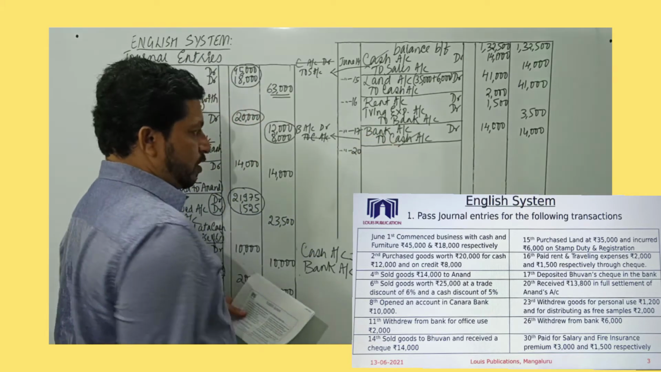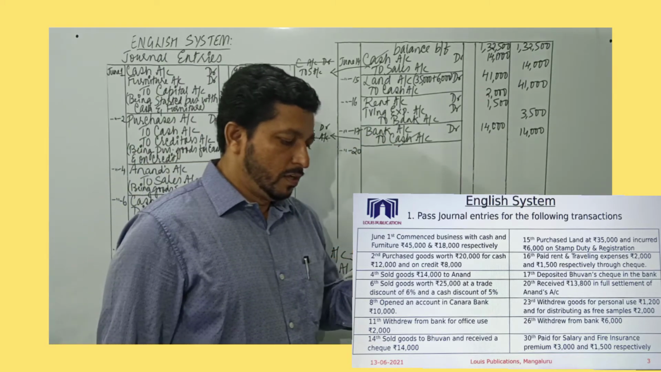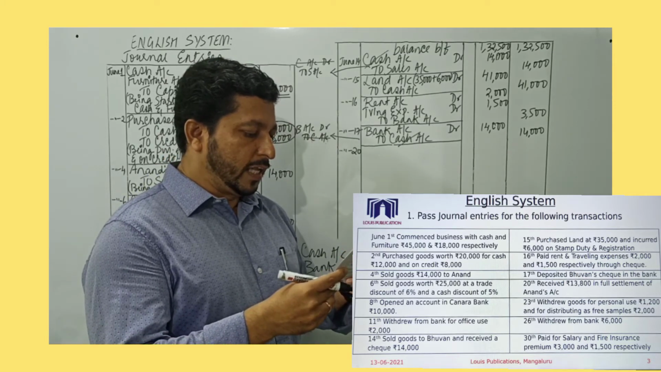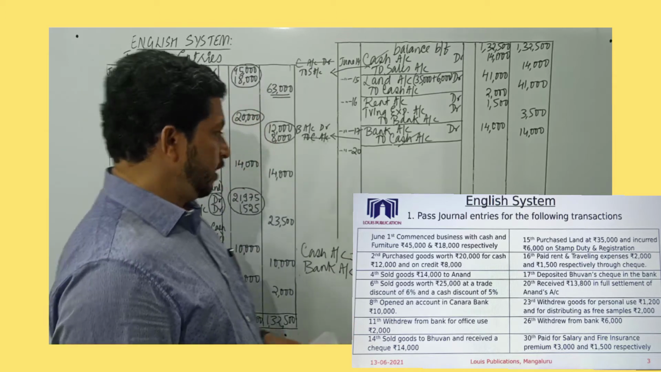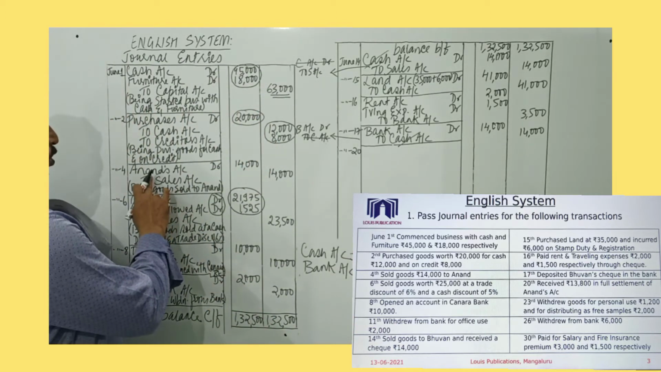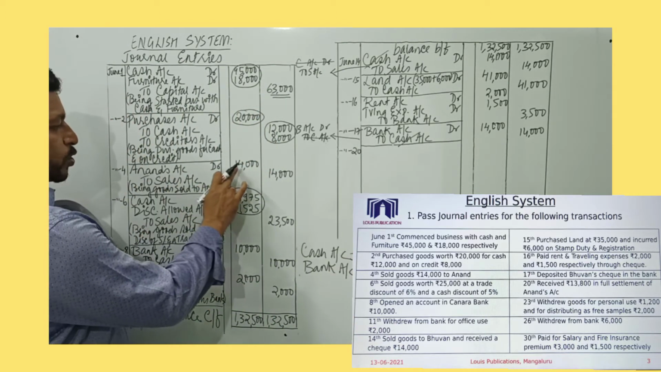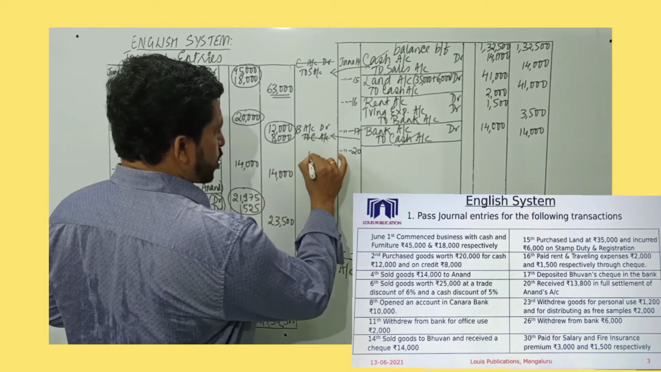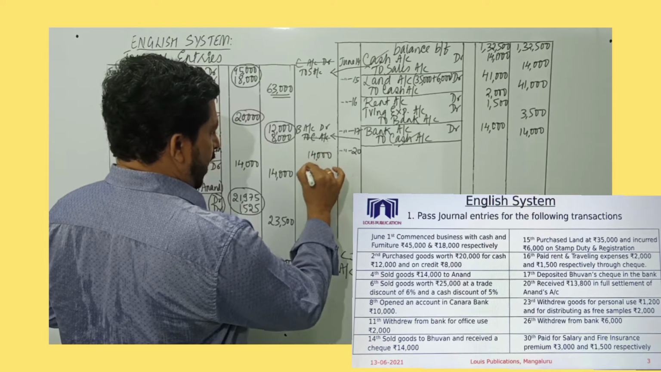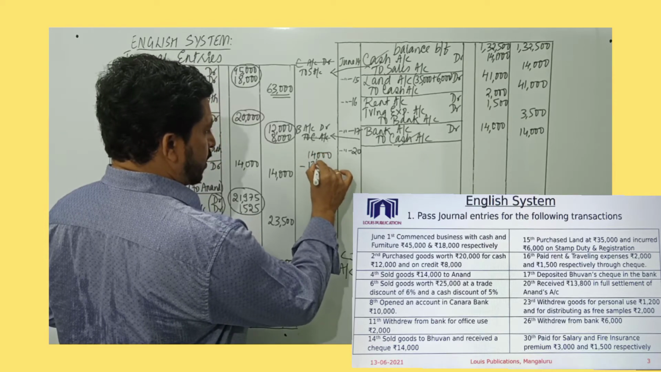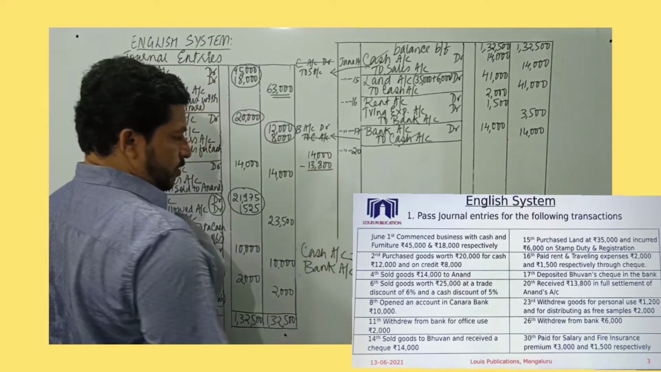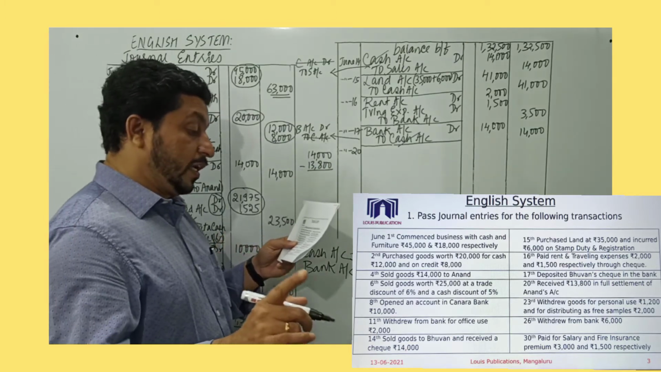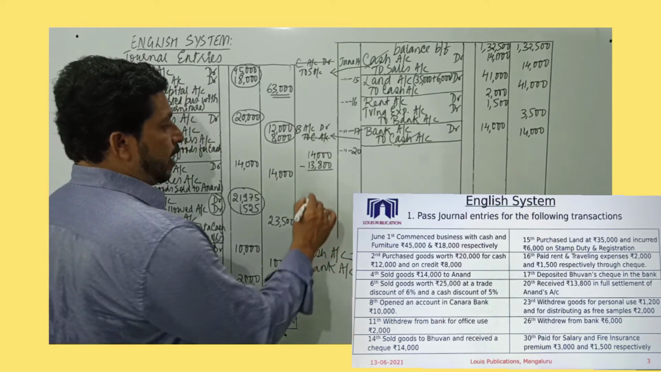So you can record the narration for the 17th dated transaction. Received rupees 13,800 in full settlement of Anand's account. Interesting point. We have sold to Anand goods worth rupees 14,000, and now we are receiving from Anand the 13,800 rupees, and it's given further in full settlement of his account.